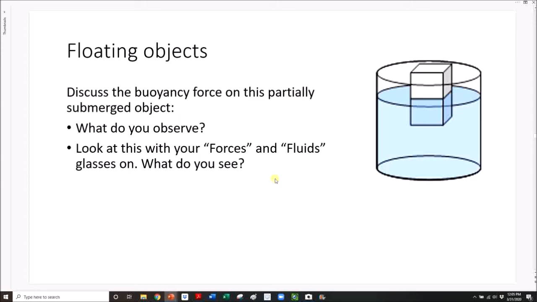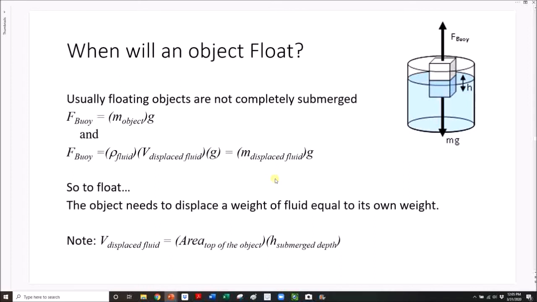So look at this through your forces and fluids glasses and see what you see. Write them all down. Okay. Now, did you see that the object was floating? So therefore, the buoyancy force and the weight of the object must be the same. So these two must be the same.